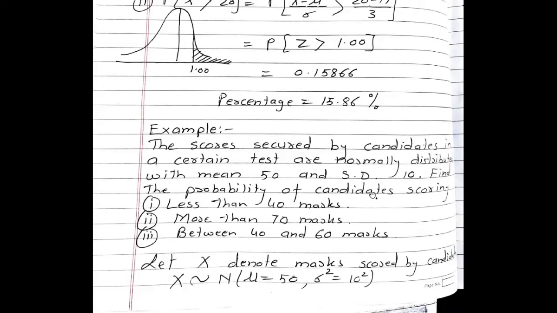See the next example. The scores secured by candidates in a certain test are normally distributed with mean 50 and standard deviation 10. Find the probability of candidates scoring, first part, less than 40 marks, second part, more than 70 marks, third part, between 40 and 60 marks. So let X denote marks scored by a candidate. So X follows normal distribution with mean 50 and sigma square equal to 10 square.